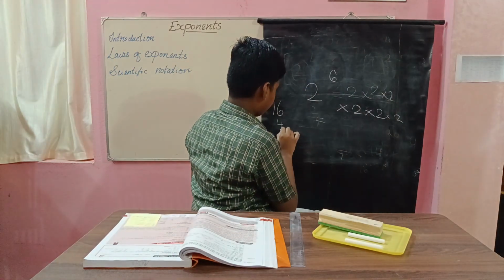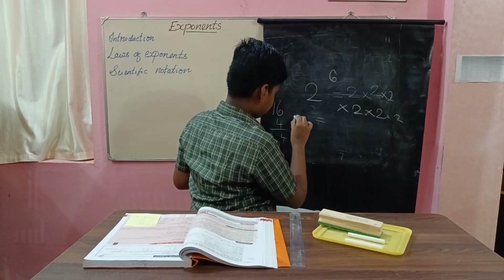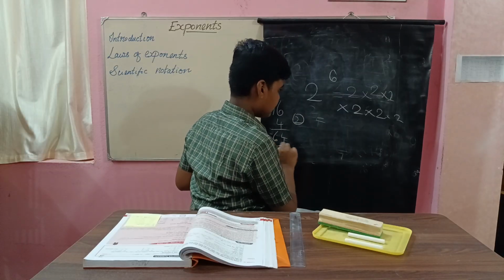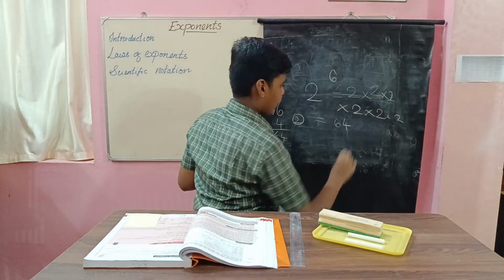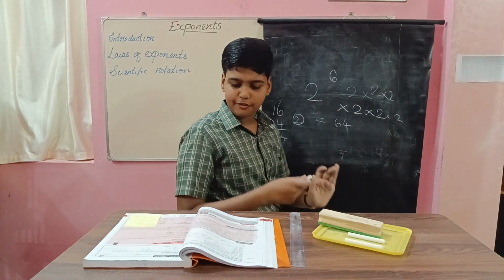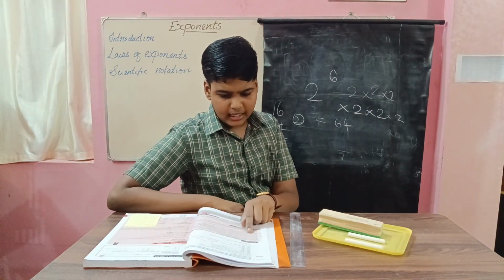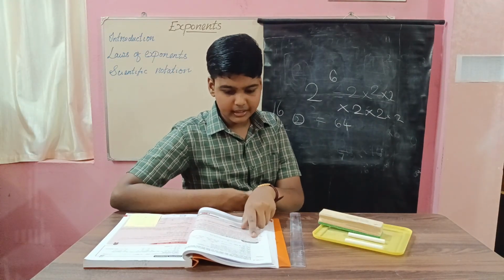What is 16 to the 4? 4, 2. The answer is 64. Can you understand? The answer is 64. And another one, we'll take this one.